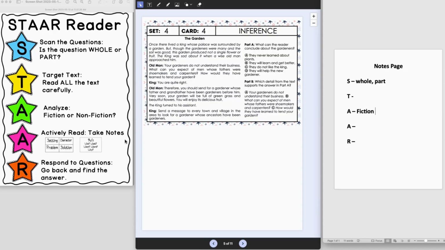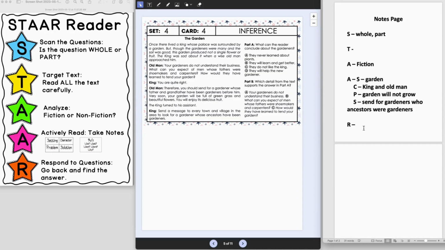gardeners. So the setting here is this garden in the palace, and the characters are the king and the old man. The problem is that the garden is not growing. And the solution is brought to the king's attention by the old man that he needs to send for gardeners who have ancestors who were gardeners.